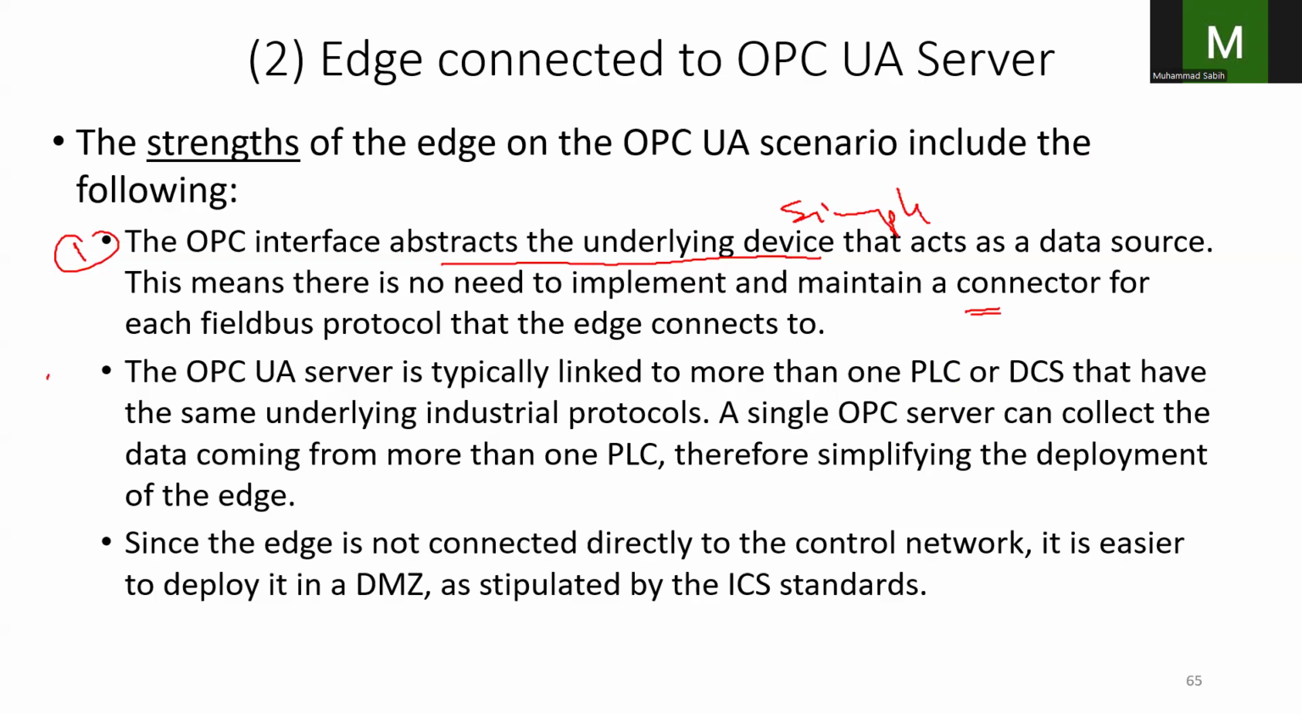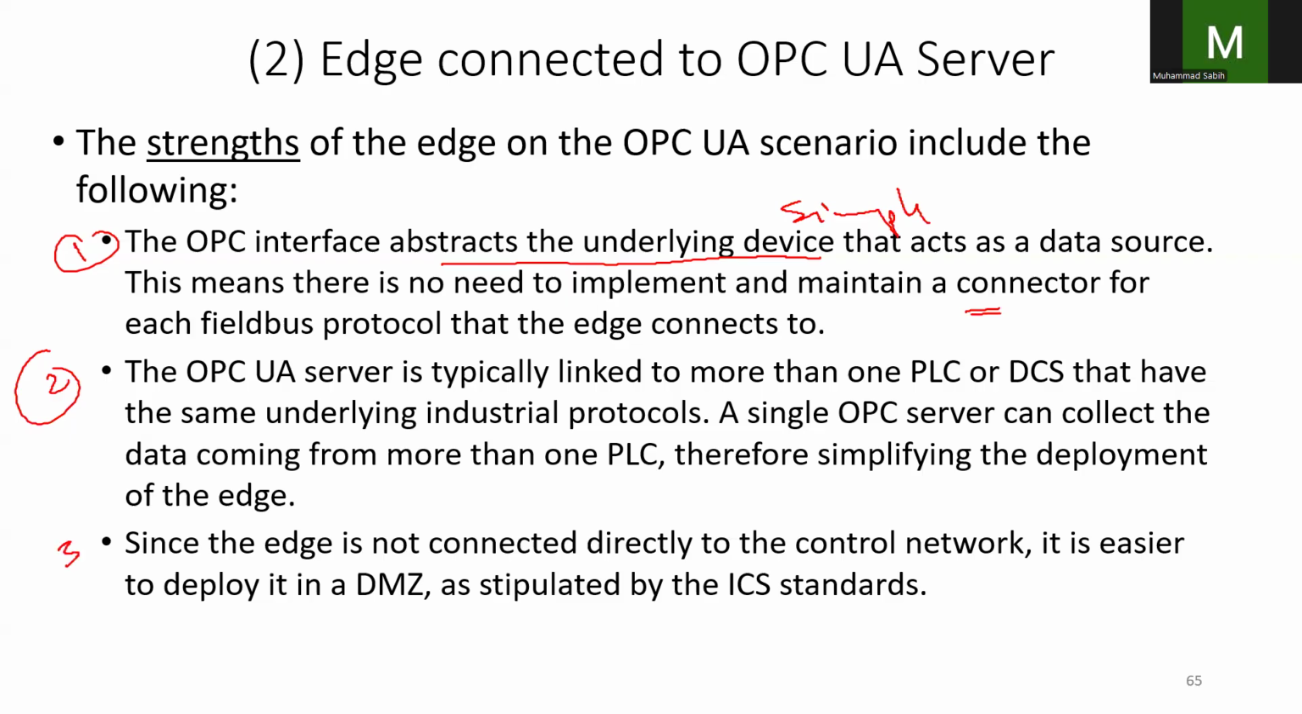Okay, the second point is that the OPC UA server can serve as a hub. It gathers data from multiple PLCs and DCS. So instead of deploying one edge per controller, we can use just one edge to connect to a centralized OPC server and access data from several control systems at once. That significantly reduces deployment effort.